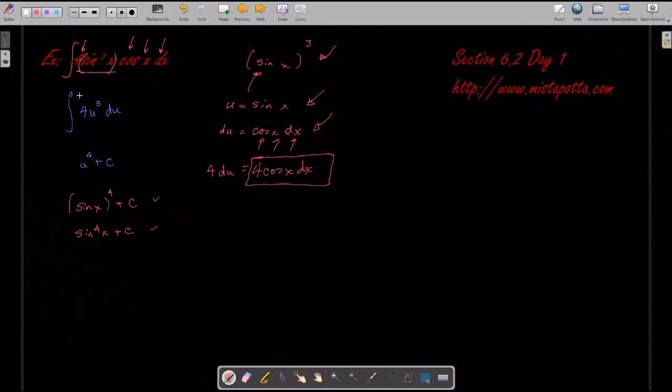And in that substitution, du is cosine x dx, and this 4 is just a constant, I can deal with that. That's not an issue. So that's my first of 4 examples.